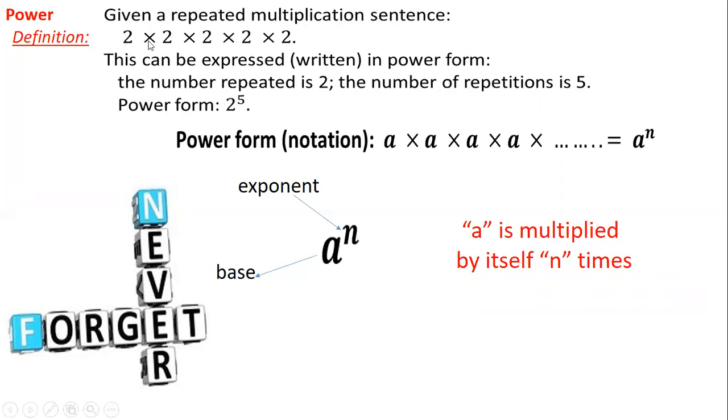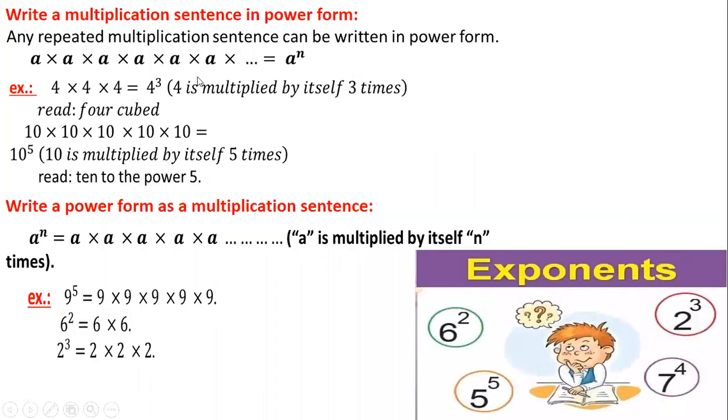For example, if we have 2 times 2 times 2 times 2 times 2, and we wanted to write it in power form. Here I want to ask, please, Sari. Yes, Sari. Suppose we have this multiplication sentence here, Sari, and we want to write it in power form. What will be the base? The two. Yes, the base will be 2. What will be the exponent? 5. Yes, because it is repeated 5 times. So it is 2 to the power 5.